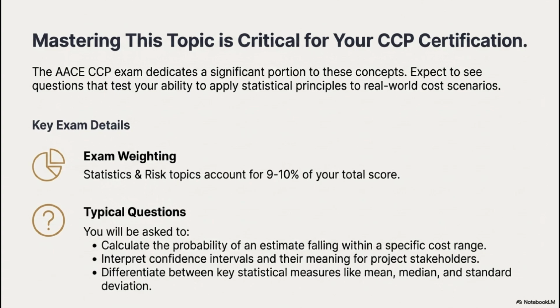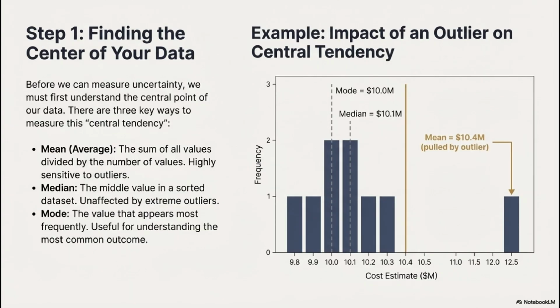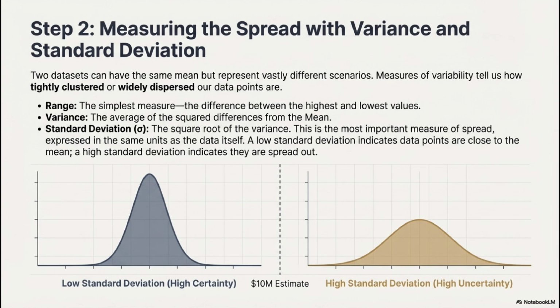Now, for the CCP exam, it makes up nearly 10% of your score. You'll need to calculate probabilities, interpret confidence intervals, and understand the tools of the trade. First, we find the center of our data, the central tendency. Is it the mean, the average, the median, the middle point, resistant to outliers, or the mode, the most frequent value? But two estimates can have the same average and be wildly different.